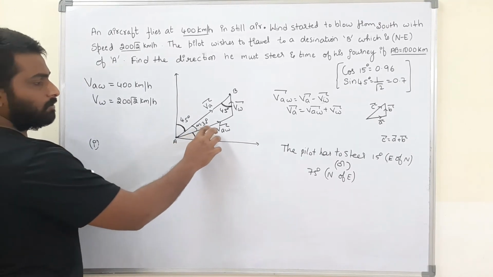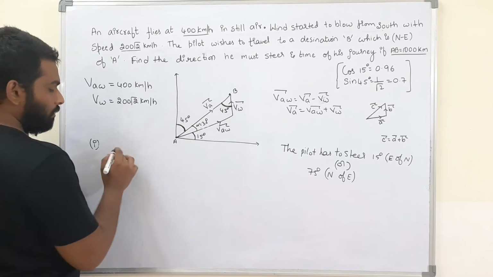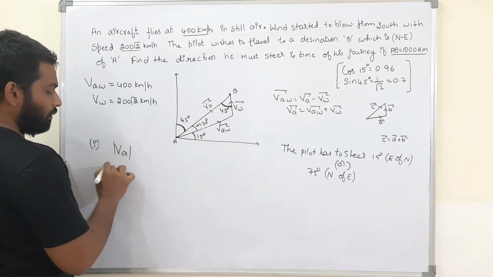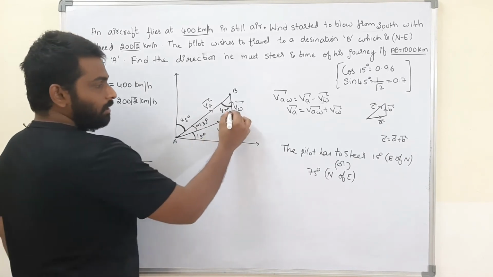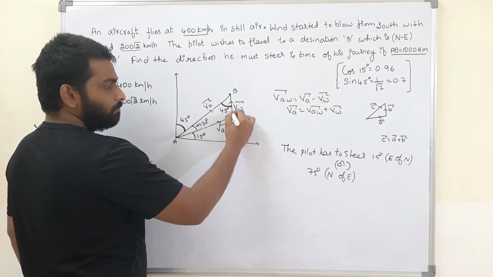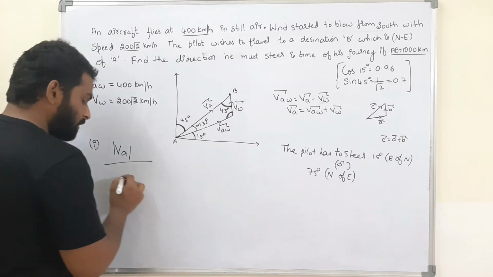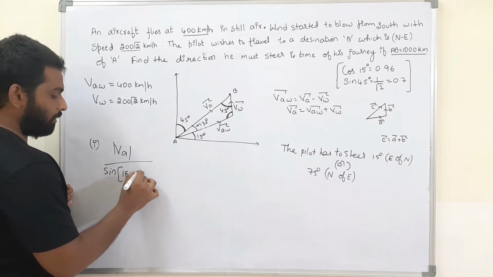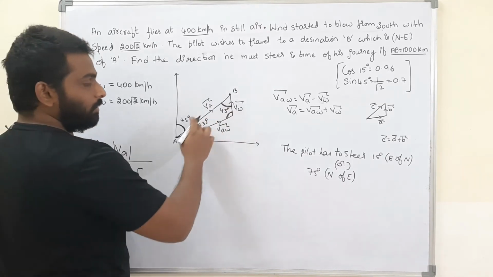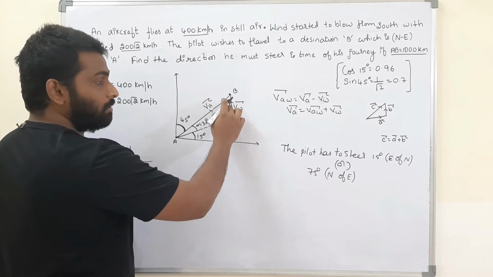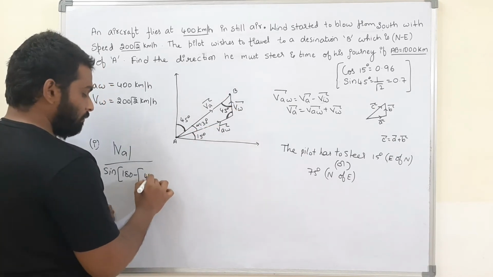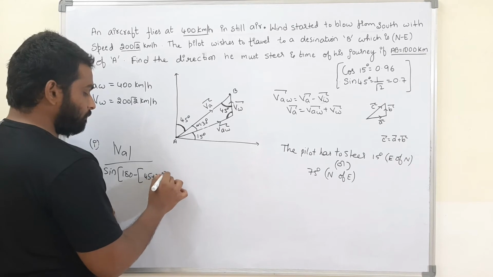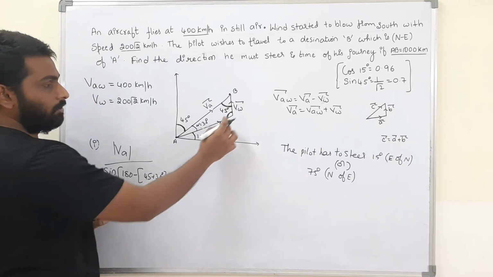Now I got alpha equal to 30, therefore I want VA. Now what is VA? The modulus of VA, by this angle, I don't know. What is the angle? The sum of the angles in the triangle is 180. So 180 minus (45 plus 30) will give me this angle.